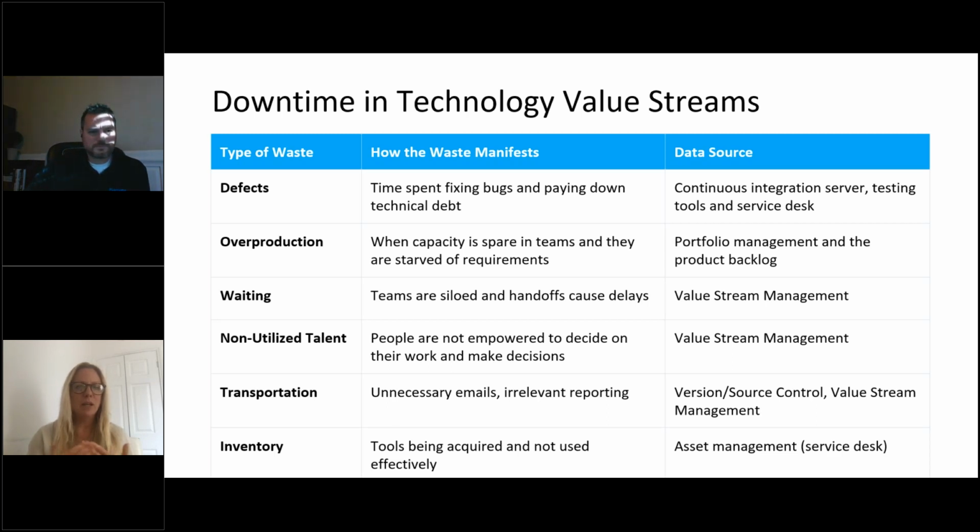But defects, how does the waste manifest? It's the amount of time spent fixing bugs and paying down technical debt.